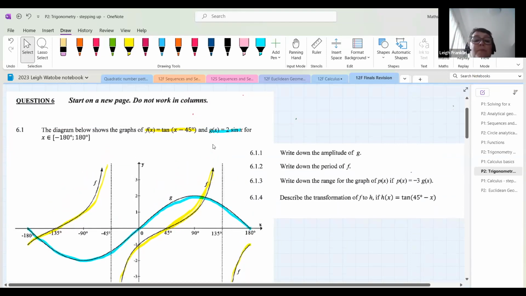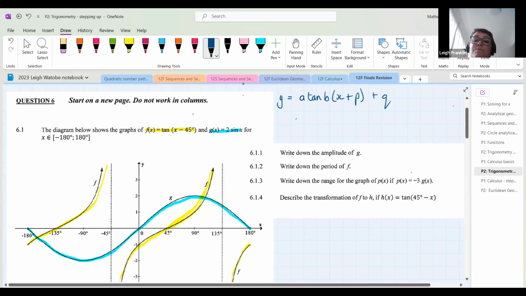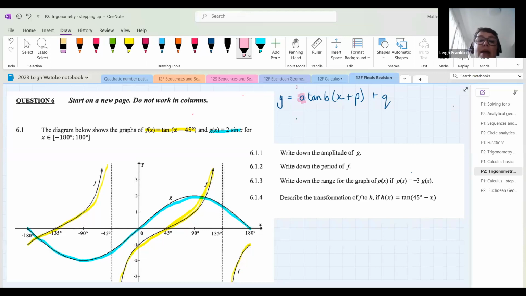So just to remind you, when we are talking about our trig graphs, we are talking about them in the following form. So in other words, we would have y equals a tan (bx plus p) plus q. So we've got all of those different transformations to contend with, right? What does the letter A represent? Can anybody remember?